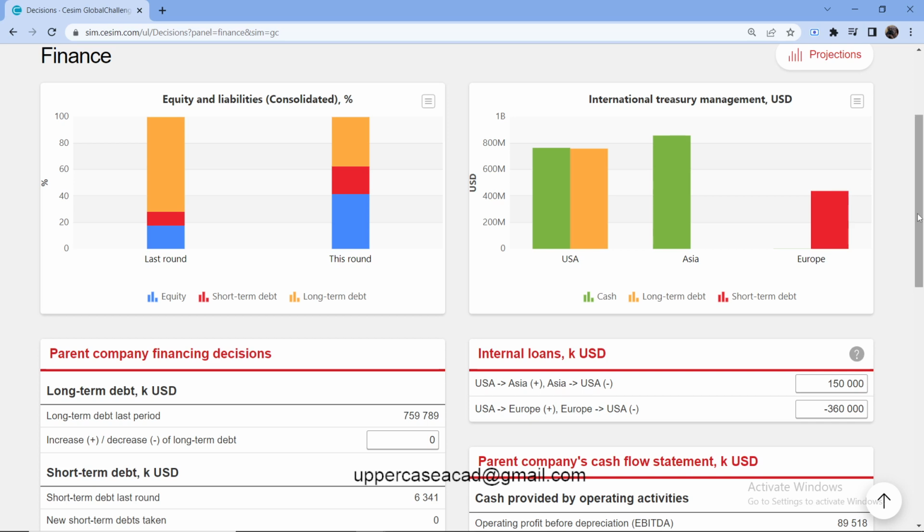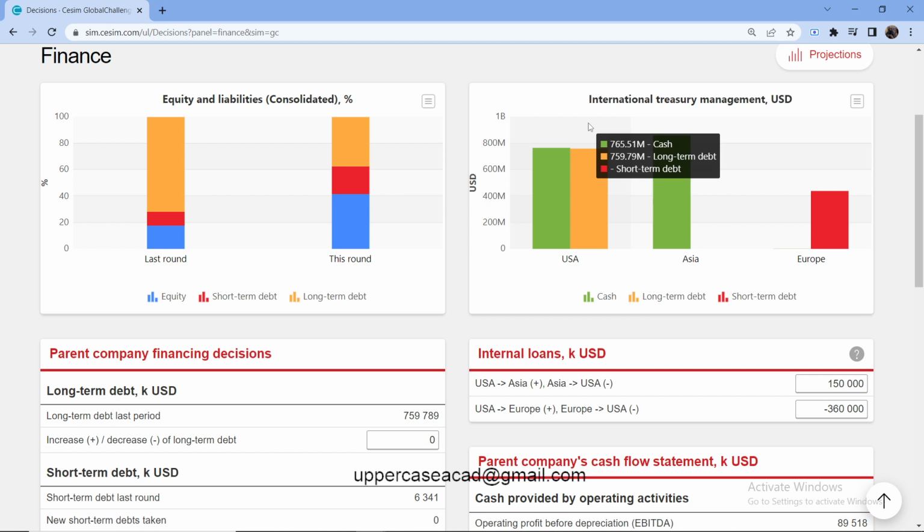Hello guys and welcome. We are still continuing with our overview videos of the Cesim business simulation. Today we are tackling the finance page, and on this page teams will manage the company liquidity, capital structure and dividend policy. If you look at your screen, I have two graphs.